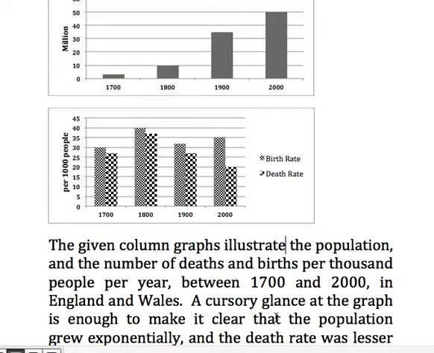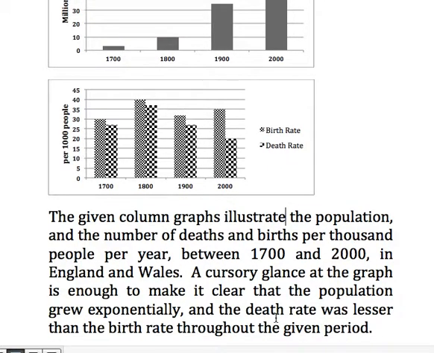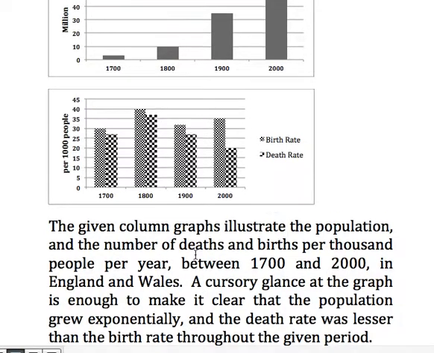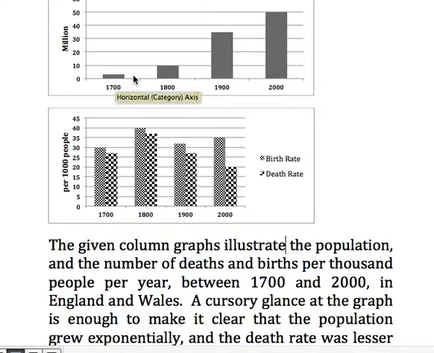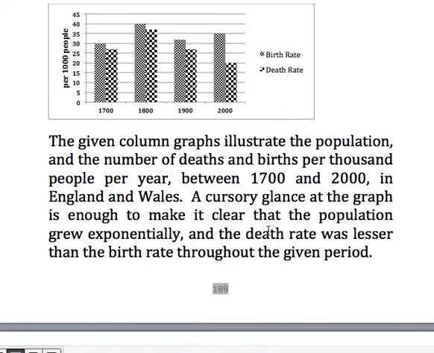A cursory glance at the graph is enough to make it clear that the population grew exponentially and the death rate was lesser than the birth rate throughout the given period. So here you can see the population grew exponentially, means it grew very rapidly, and in all the cases the death rate was lesser than the birth rate throughout the given period.